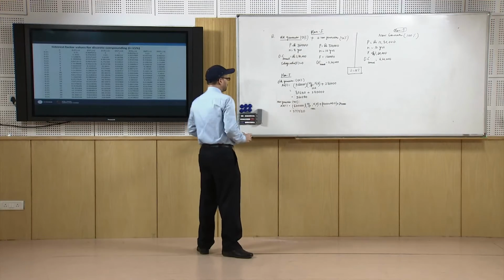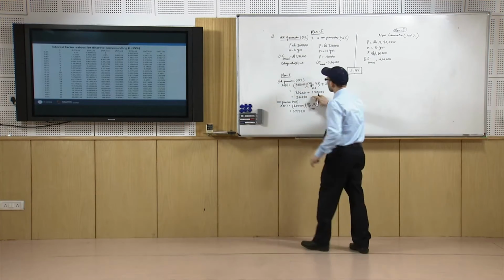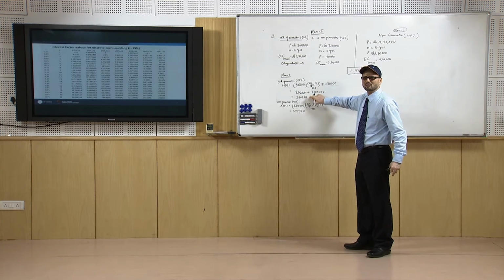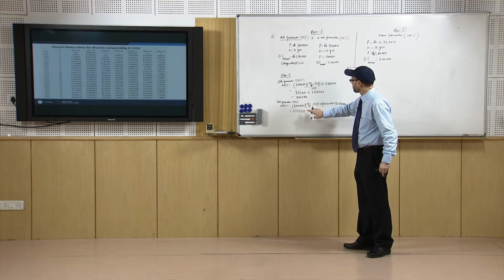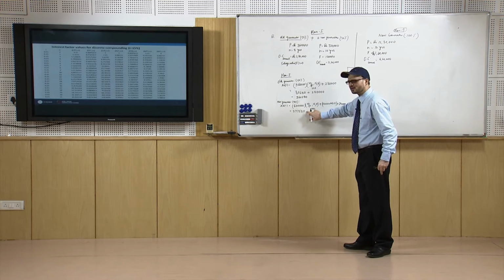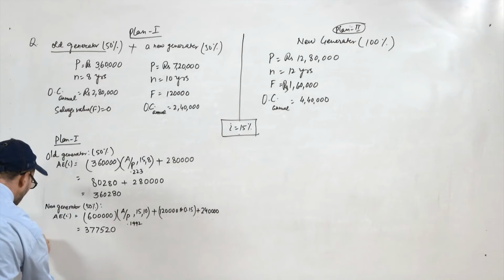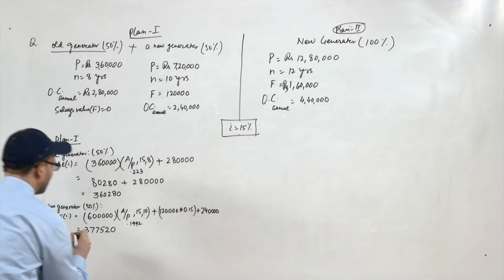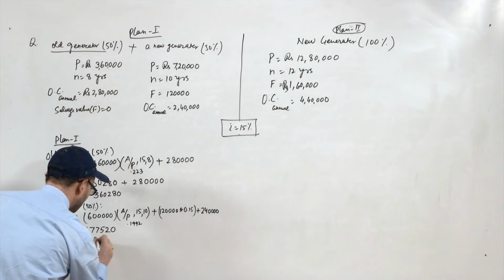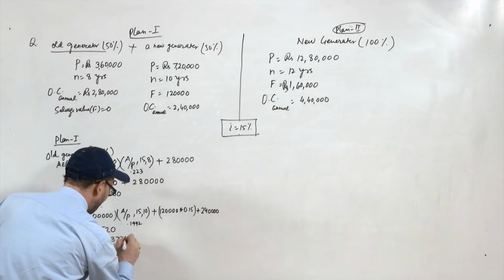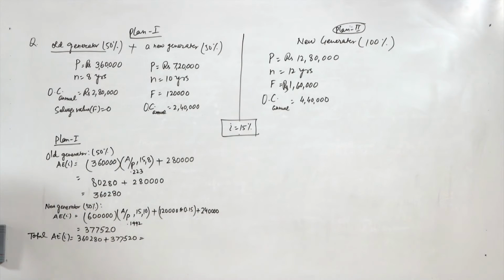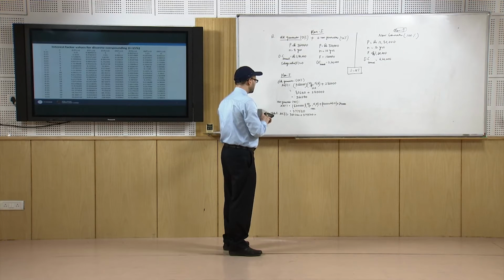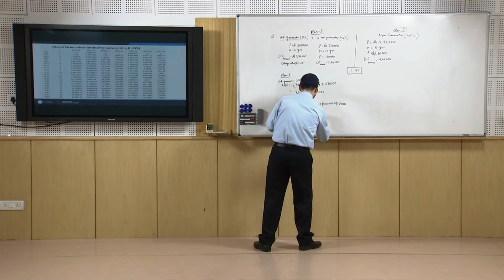So, this is the annual equivalent for the new generator, which will be giving 50% of the demand requirement. Now, the new generator fulfilling the 50% requirement is 3,77,520. So, total annual value will be 360,280 plus 377,520, and if we add that, it will be 737,800.